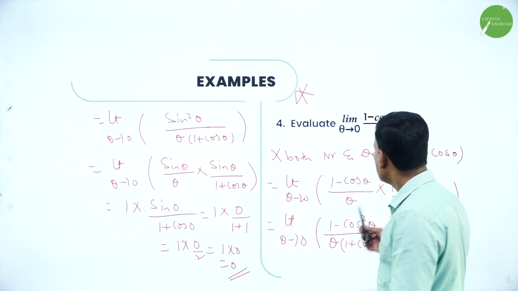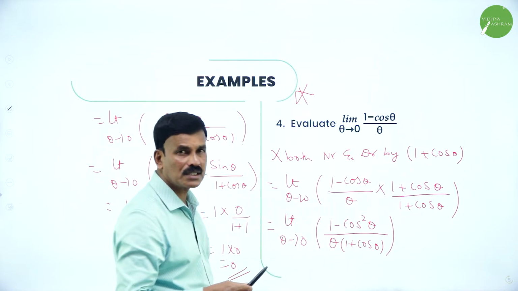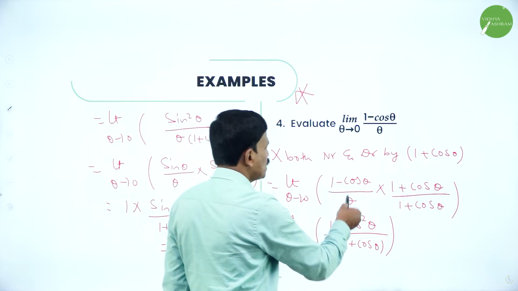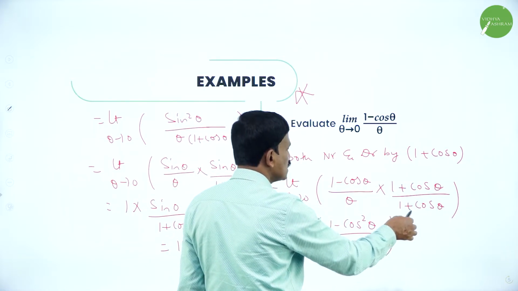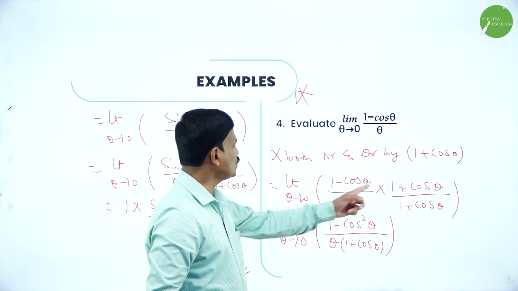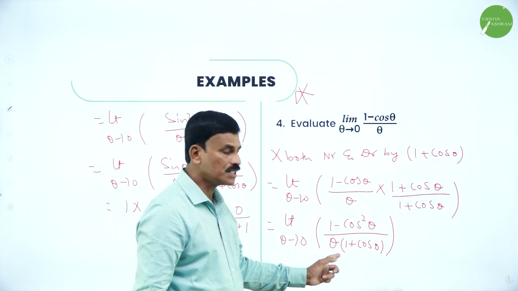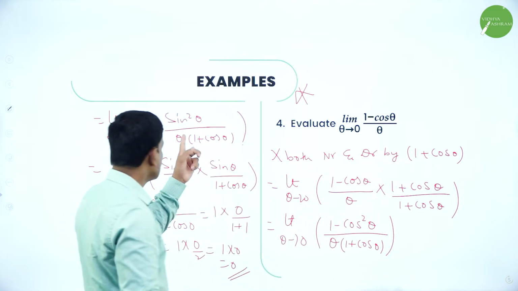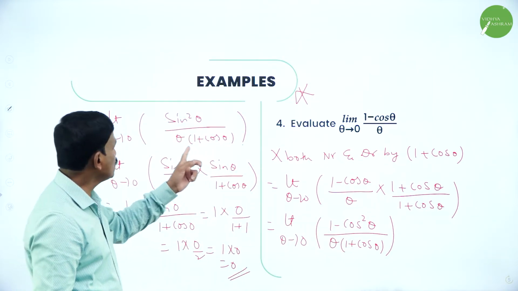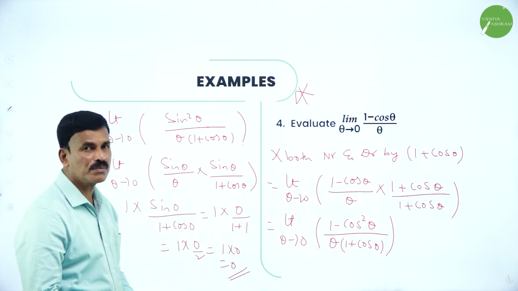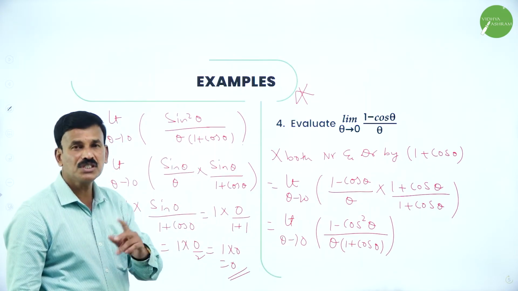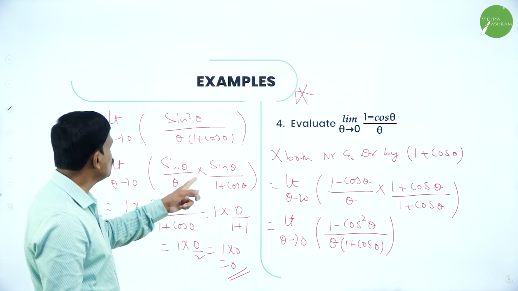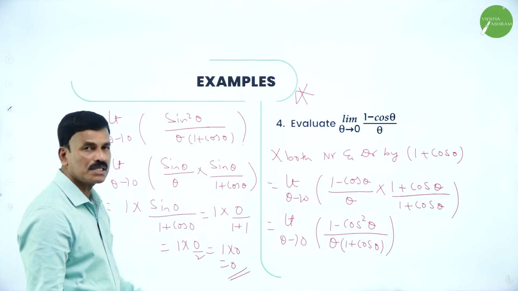It's very simple. Just multiply, rationalizing the numerator. That's all. Multiply both numerator and denominator by 1 plus cos theta. 1 minus cos theta by theta into 1 plus cos theta by 1 plus cos theta. 1 into 1 is 1, minus into plus minus, cos into cos is cos square theta divided by theta into 1 plus cos theta. 1 minus cos square theta is also equal to sin square theta divided by denominator, which is the same, theta into 1 plus cos theta. Now let us split sin square theta into sin theta by theta into another sin theta divided by 1 plus cos theta.